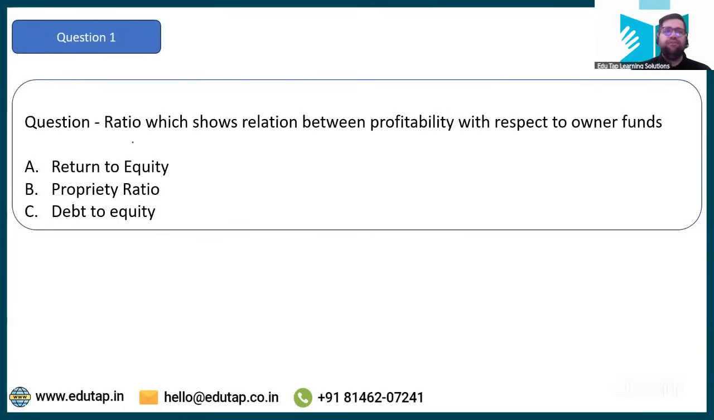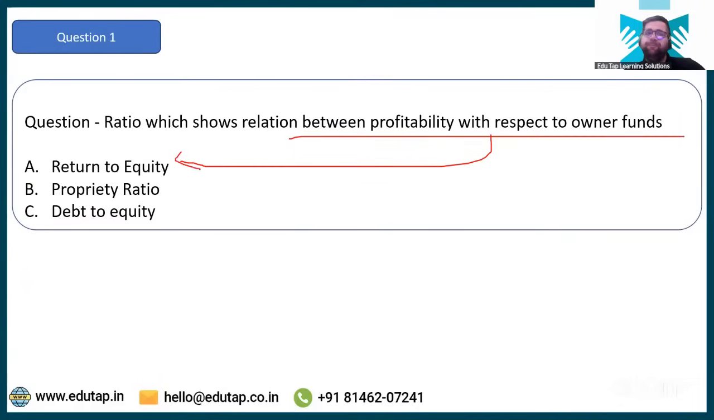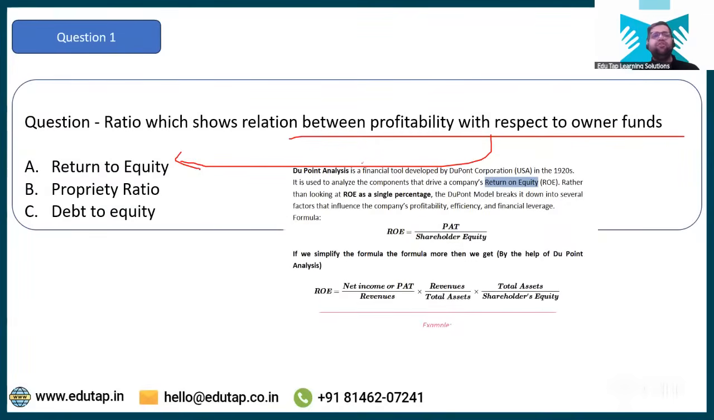Now moving to accounts. In accounts, the first question which we have seen in the paper is: which ratio shows the relationship between profitability with respect to owner funds? Then the answer should be return on equity, because in return on equity, you try to check the profitability with the owner's fund. So the answer should be option number A. If you have any more contention over here, then please let us know. So the answer will be option number A.